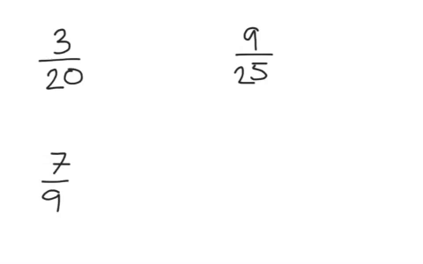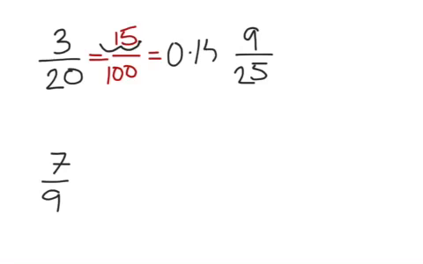Let's look at this first example. 3/20ths. It's nice and easy, hopefully, to turn that into hundredths. If I multiply the bottom by 5 and I multiply the top by 5, I get 15 hundredths. Again, that's nice and easy to think of as 15 divided by 100. When we divide by 100, we move the decimal point twice. So it becomes 0.15.